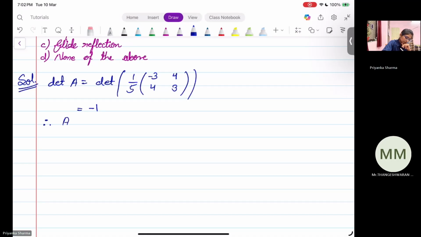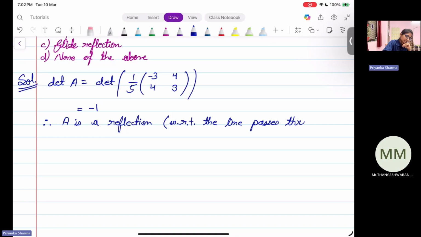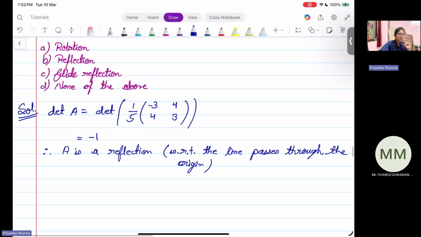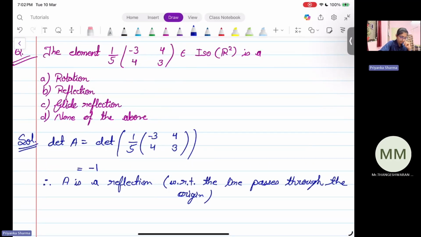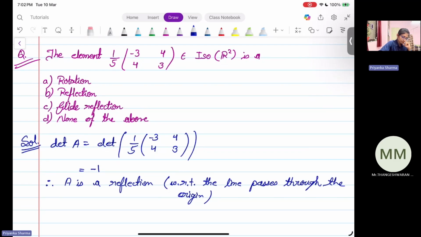Therefore, A is a reflection, and this is with respect to a line that passes through the origin. Why? Because omega is again 0 here. Okay, so option B is correct.